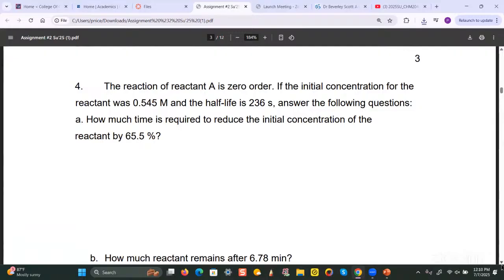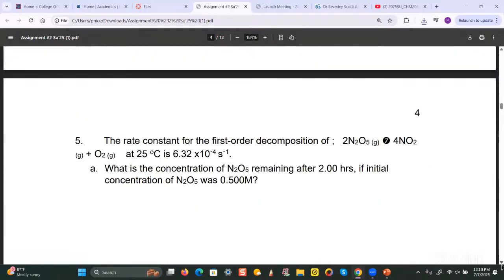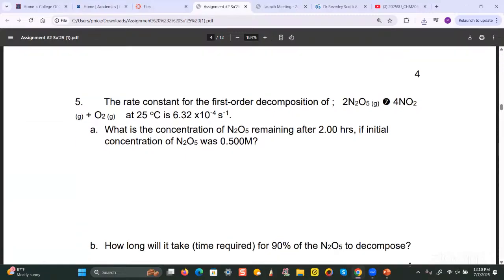I think we did this number 4 already. Okay, number 5. Actually, number 5 is dealing with the same reaction we just talked about. Of course, this is a glitch. This should be an arrow right here. That happens when I convert from Word to PDF.